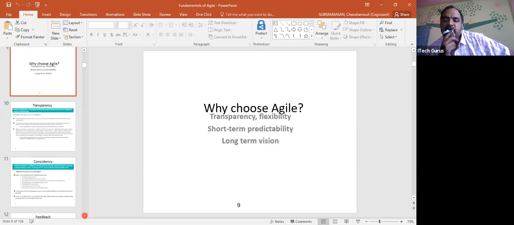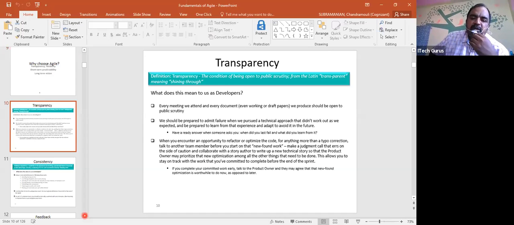Please understand, in a traditional project, some information I will not tell to this person, some information I will not tell to another person. Here, the project progress is known to everybody. Transparency means openness, being open to public scrutiny. Not the generic people, but anybody can come and ask what the status of the project is. In an Agile project, you are 100% transparent about the status of the project.